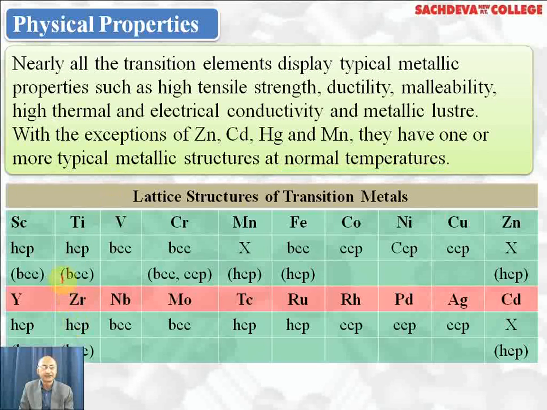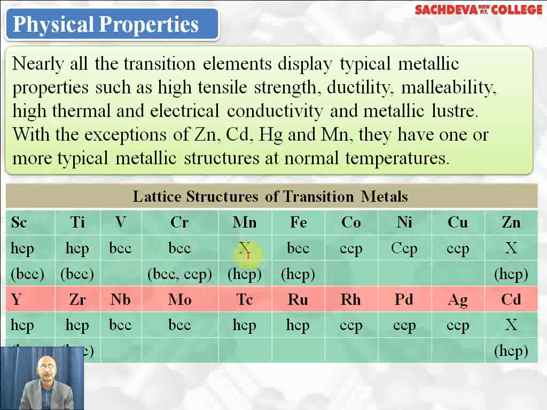These are their crystal structures. Scandium, titanium, vanadium, chromium all have BCC structure. Scandium can have BCC as well as HCP. Titanium has HCP and BCC. Vanadium only has BCC. Chromium has BCC and CCP structure.